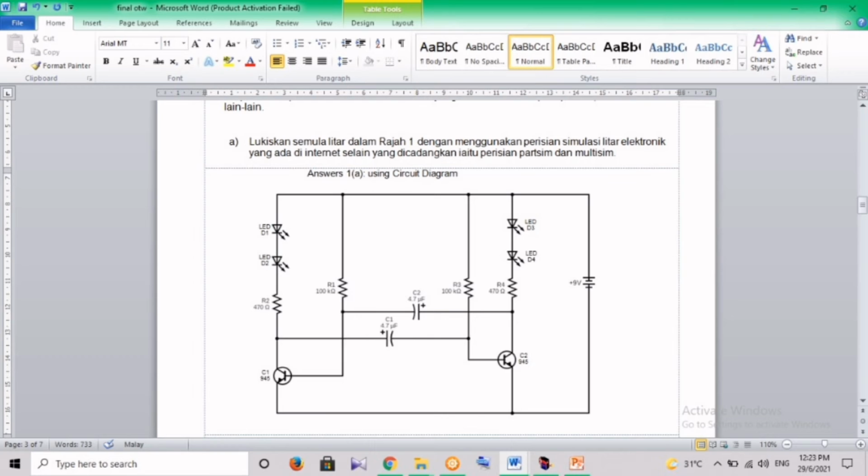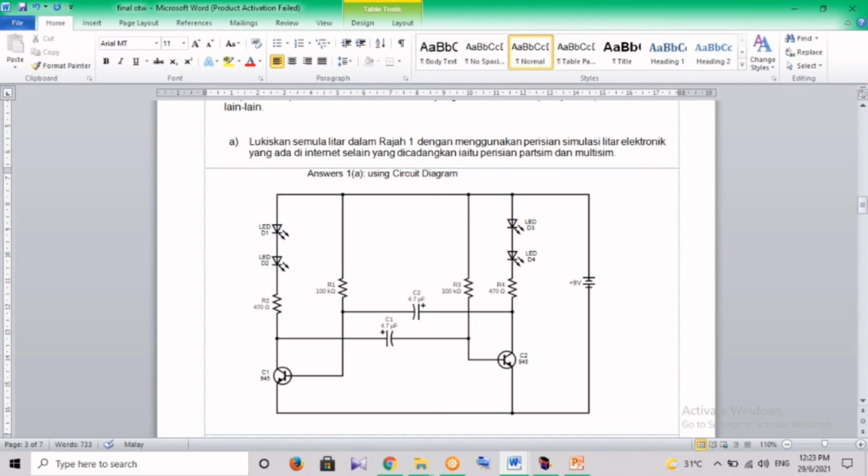As you can see, there's LED, there's 4 LED there: LED D1, D2, D3, and D4. Besides, there's also 4 resistors in the circuit.